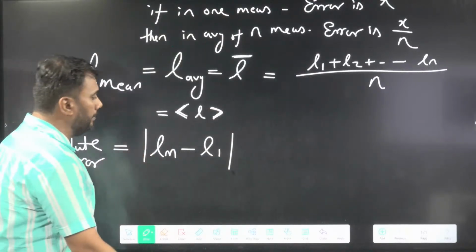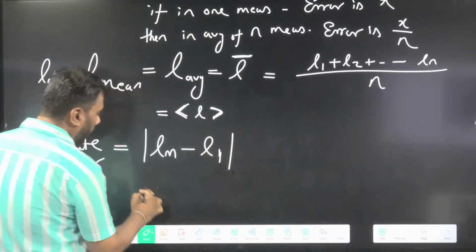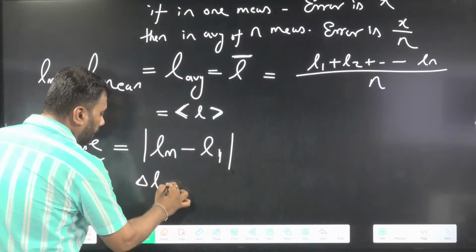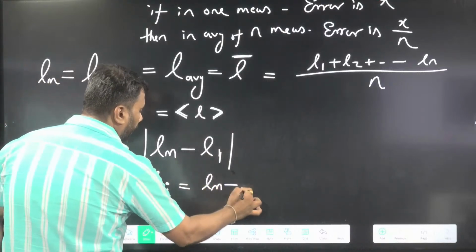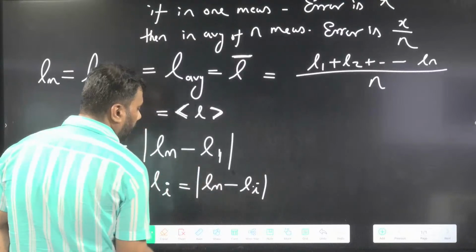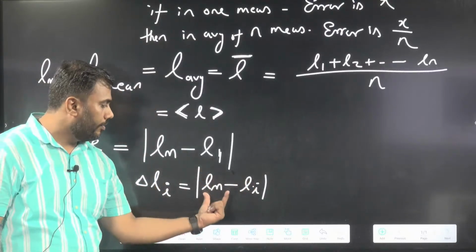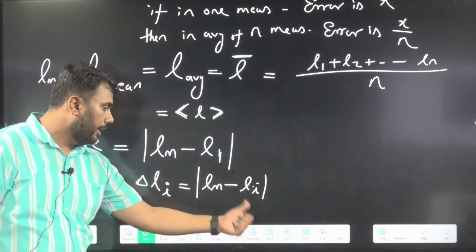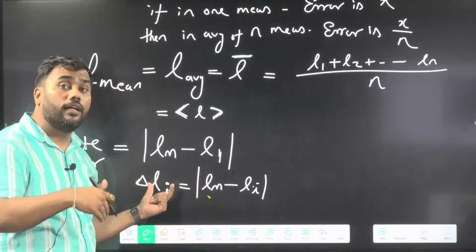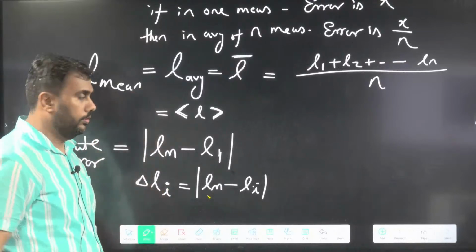Absolute error. Absolute error in the first reading. For absolute error in the nth reading or ith reading, I will subtract the ith reading from the mean value and then take the magnitude. This will be called absolute error in the ith measurement.